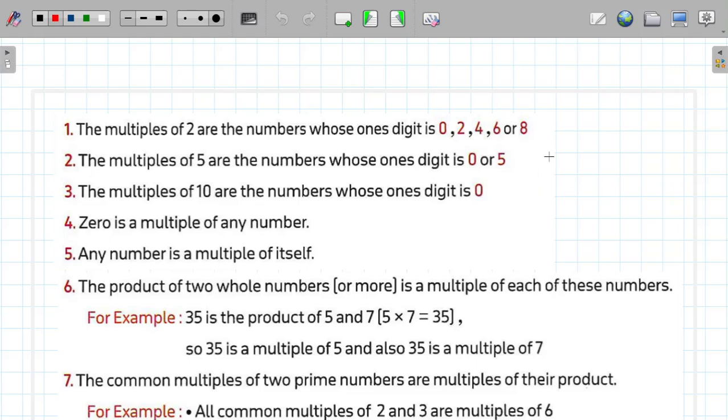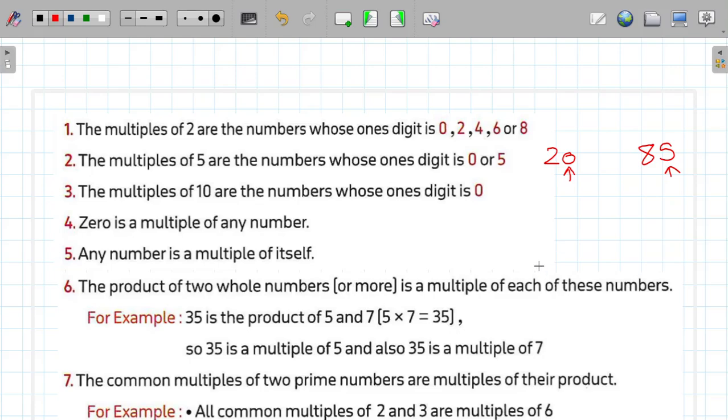So if I have 20 here, I have ones digit 0, so I can say 20 is a multiple of 5. I have here 85. 85 is a multiple of 5 because the ones digit here is 5.